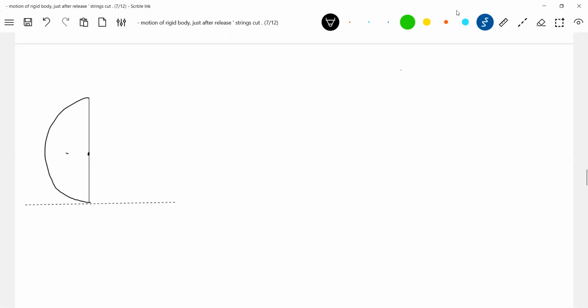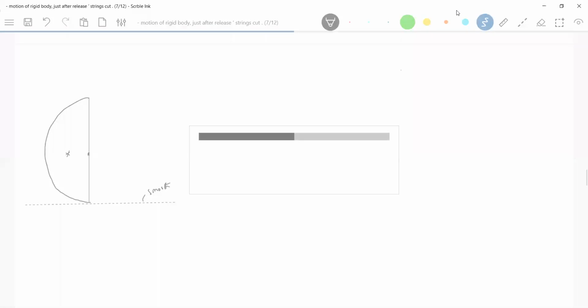This is the center of mass. Let it be smooth. Tell me what will happen to it just after release. Let's see that one body. I'll help you. How will it move? Okay, immediately what happened? Take notebook.